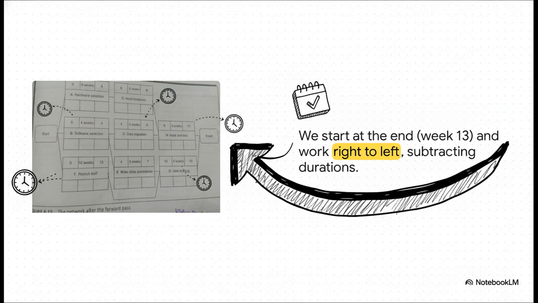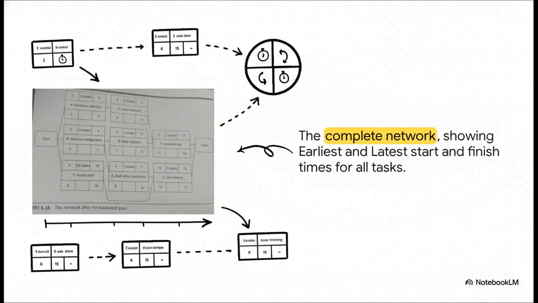Now here's the key rule, and it's the exact opposite of the forward pass. If a task comes before a bunch of other activities, its latest finish time is the earliest of the latest start times of all the tasks that come after it. It's a little tricky, but if we just apply that logic all the way back to the start, we'll get our answers. And there it is, the complete network. Now, every single activity has 4 super important dates attached to it: earliest start, earliest finish, latest start, and latest finish. This gives us the full timing profile for our entire project.